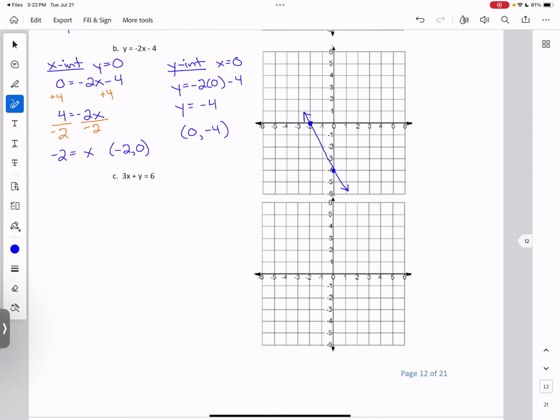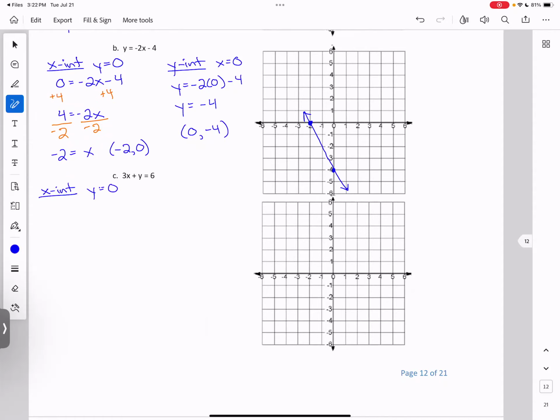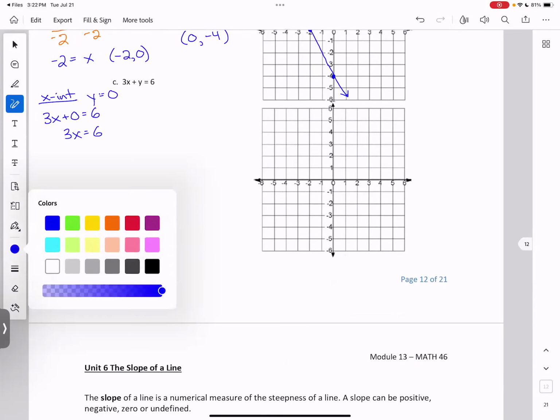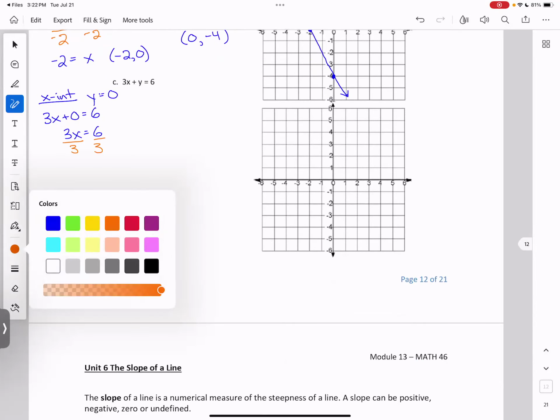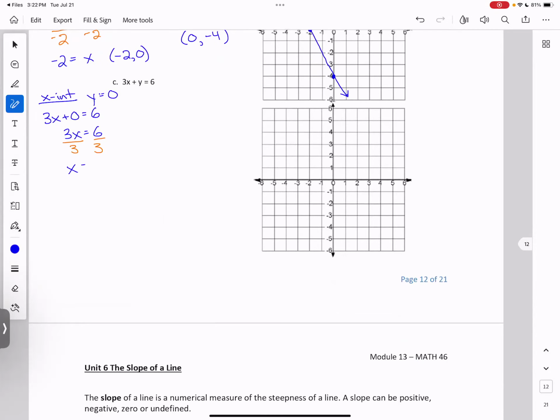Okay, last one. So we're going to do the same 3 or 4 steps. So find our x-intercept by setting y equal to 0. So we get 3x plus 0 equals 6. So 3x equals 6. And then we want to divide both sides by 3 to isolate our x. And we get x equals 2. So now we know we have a point, which is our x-intercept at 2, 0.